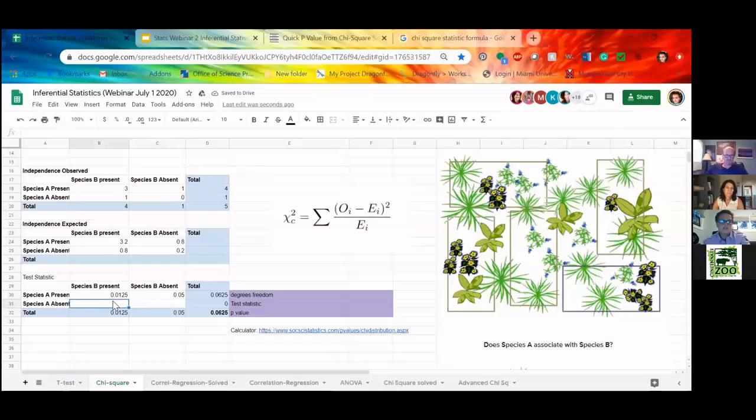Okay, and then we're going to do the same thing. So equals, parenthesis. We're going to do the observed minus the expected squared divided by the expected. And then one more time, we are going to do equals, parenthesis.